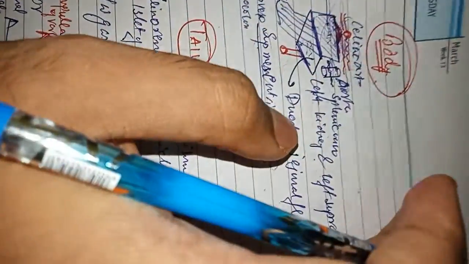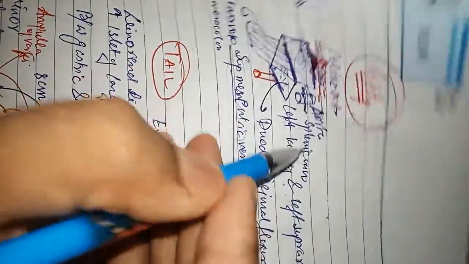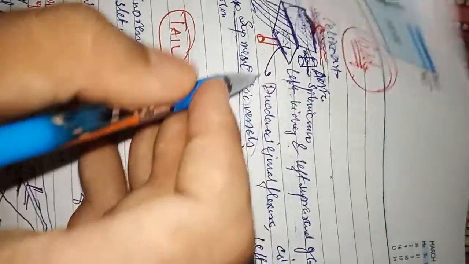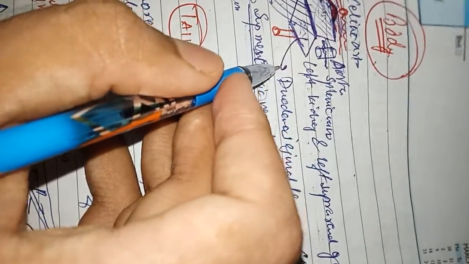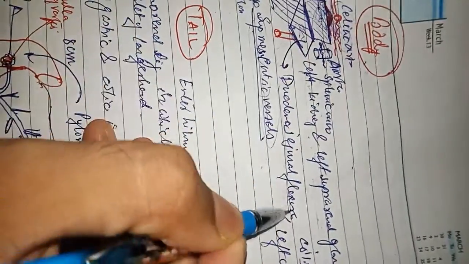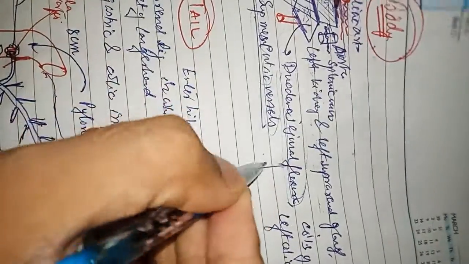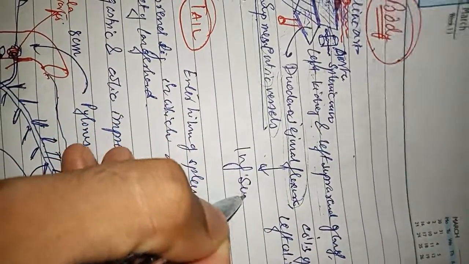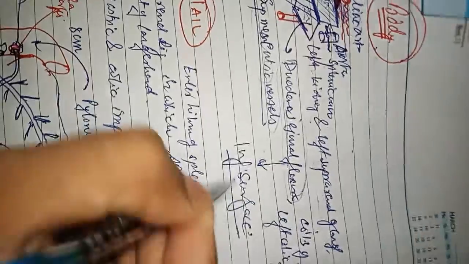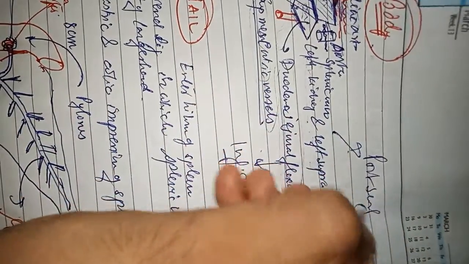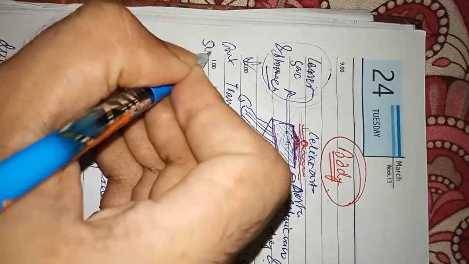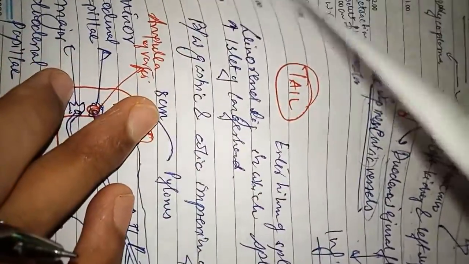The posterior surface is devoid of peritoneum. It has the aorta, the splenic vein, the left kidney and the left suprarenal gland, all on the posterior surface. And the inferior surface is related to the duodenojejunal flexure. These are related to the posterior surface, and this is related to the anterior surface. So this is all about the relations of the body.